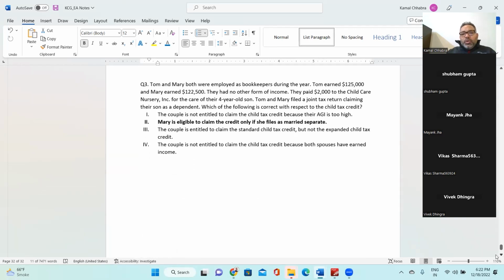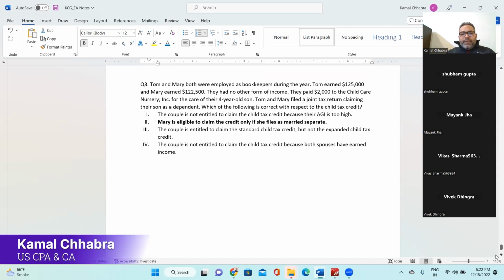Tom and Mary both were employed as bookkeepers during the year. Tom earned 125,000 and Mary earned 122,500. They had no other form of income. They paid $2,000 to Child Care Nursery Inc. for the care of their 4-year-old son. Tom and Mary filed joint tax returns claiming their son as a dependent. Which of the following is correct with respect to child tax credit?